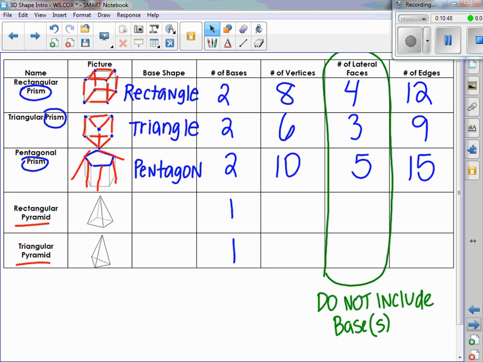Now that you're kind of getting the hang of this, see if you can try completing the 2 pyramids on your own.